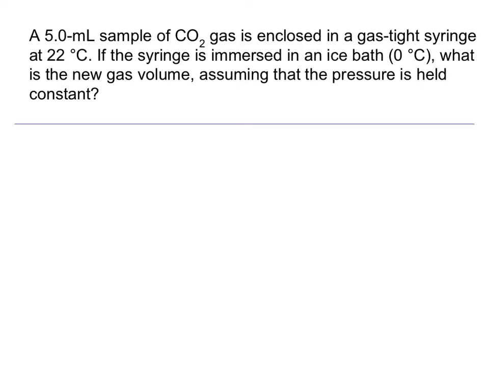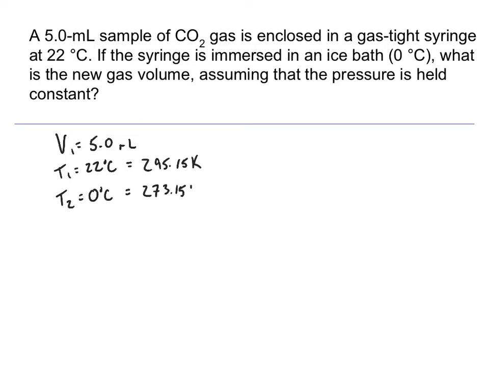And so if we start to write down the information that we're given, our initial volume is 5.0 milliliters. Our initial temperature is 22 degrees C, which is equal to 295.15 Kelvin. I would get into this habit of automatically just converting your temperatures over to Kelvin first thing. We also know T2 at 0 degrees C, which is equal to 273.15 Kelvin. Our unknown that we are looking for is going to be V2.